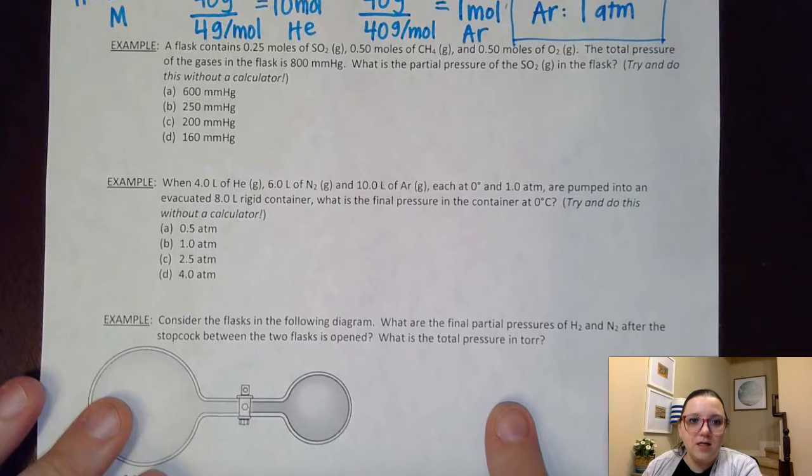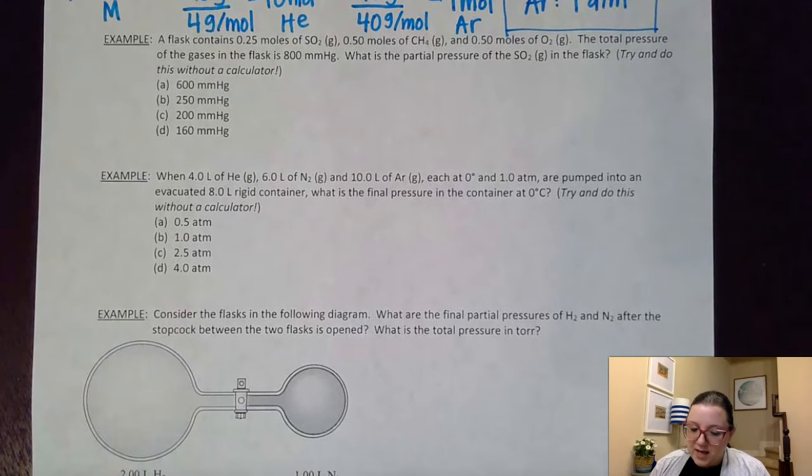All right, let's see another one here. This says I have a flask containing 0.25 moles of SO2, 0.5 moles of CH4, and 0.5 moles of O2. Total pressure of the gases in the flask is 800 millimeters of mercury. What is the partial pressure of the SO2 in the flask?